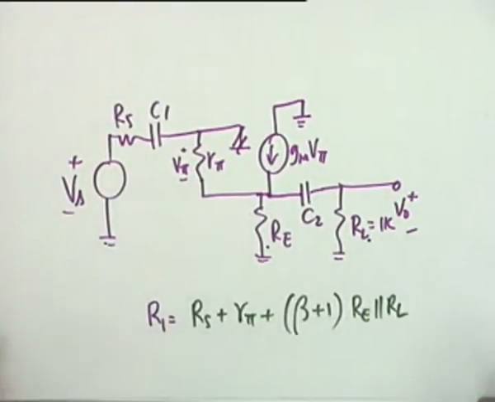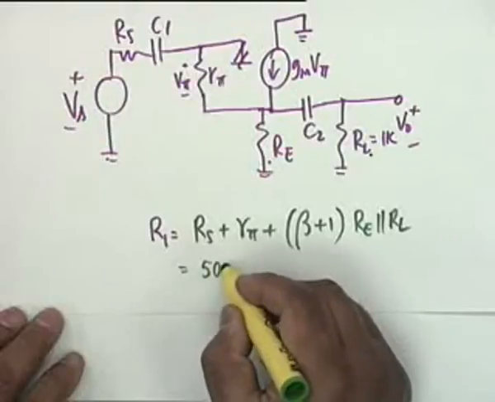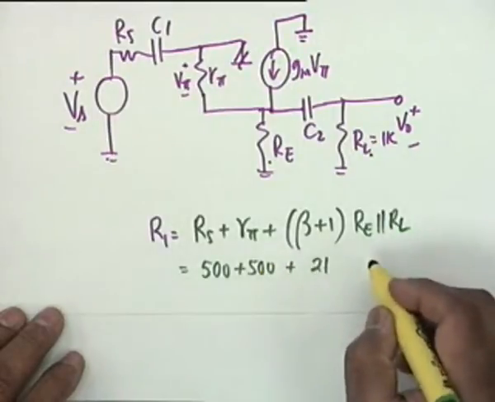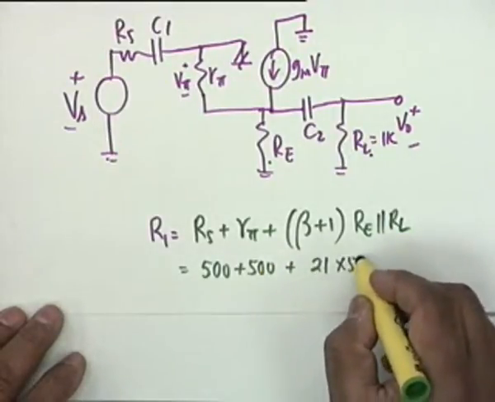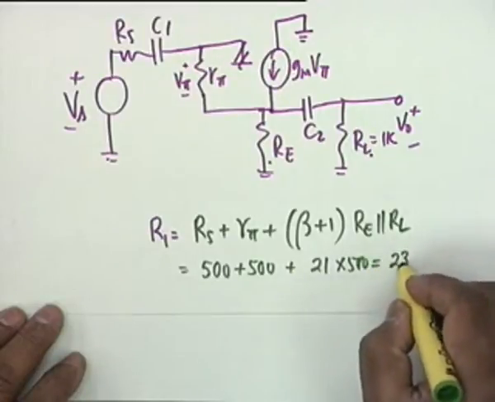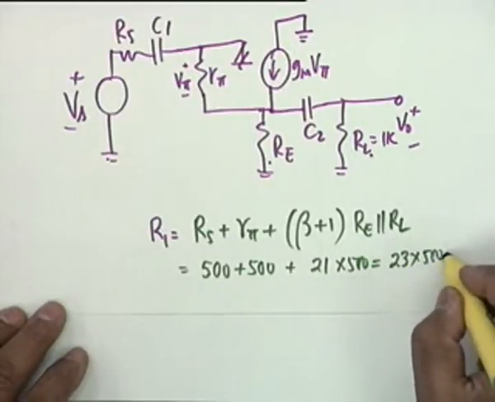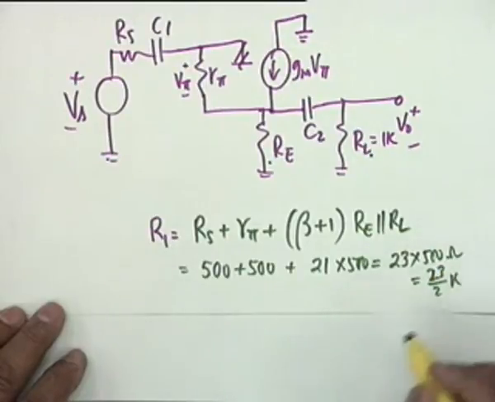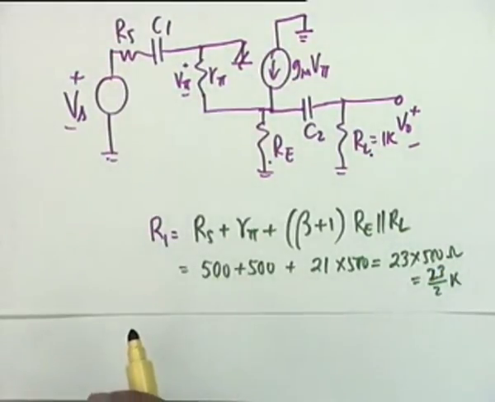Now, you see how I chose the numbers. Both of these are 500. This is 500. This is 21 times 500. So this is 23 times 500 ohms, which is equal to 23 by 2K. Okay, 23 by 2K. All right.